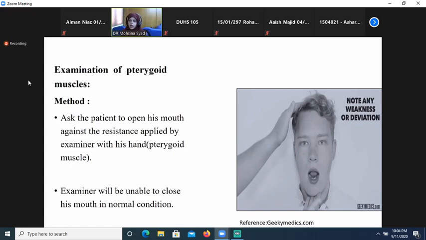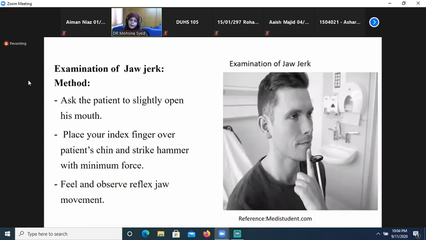Now, the jaw jerk. For the jaw jerk, you ask the patient to slightly open his mouth like this. And then you place your index finger over the patient's chin and strike it with a hammer with minimum force. Normally, there is minimal closure of the mouth. This is a normal response. But if it's a brisk closure of the mouth, this is a brisk jaw jerk, which is pathological. Normally, the jaw jerk shouldn't be brisk. It should be just normal or minimal closure. But if it's a brisk jaw jerk, it is pathological, in case of some upper motor neuron type pathology.